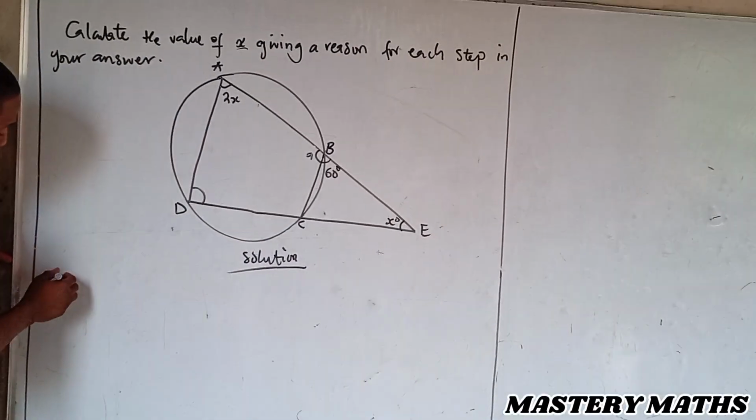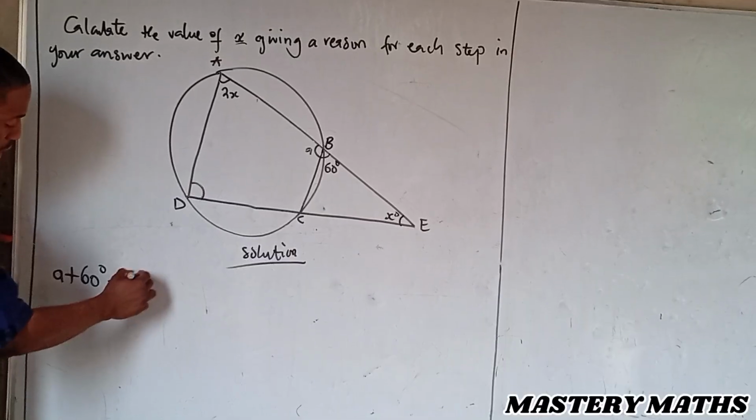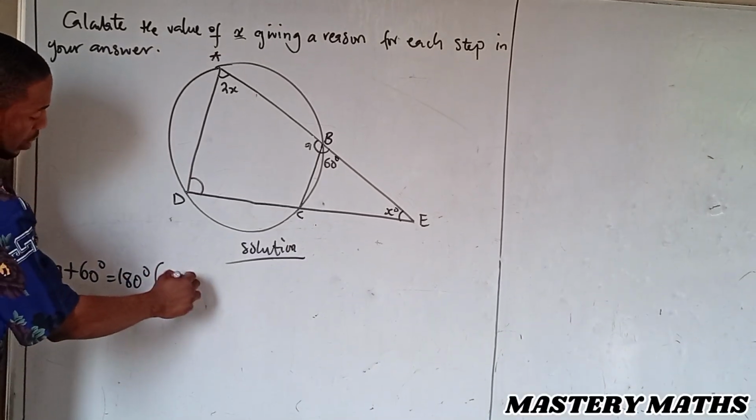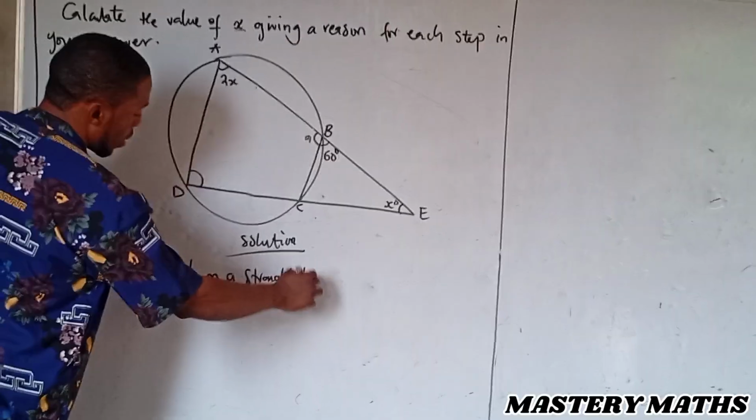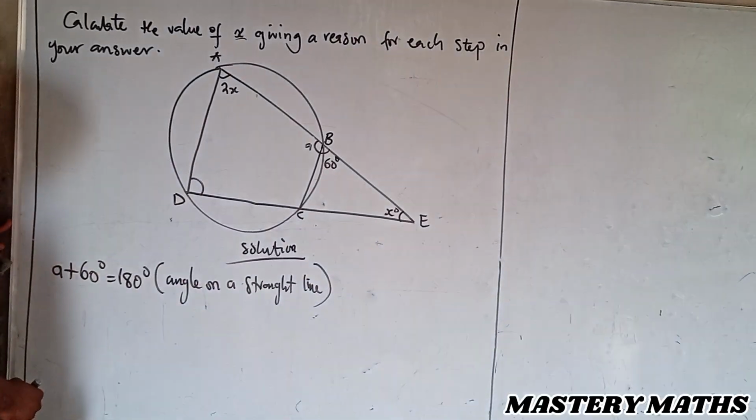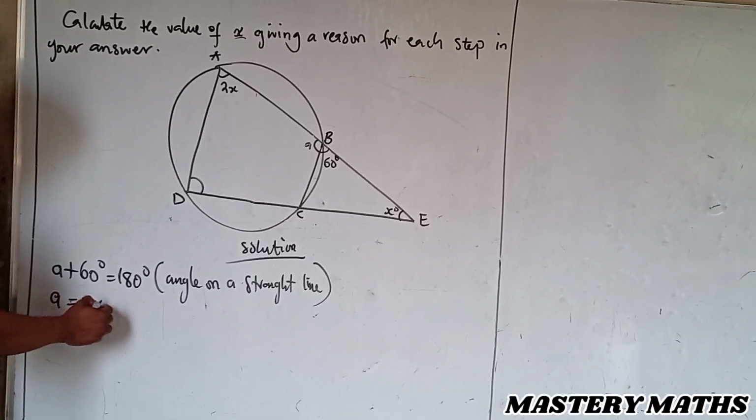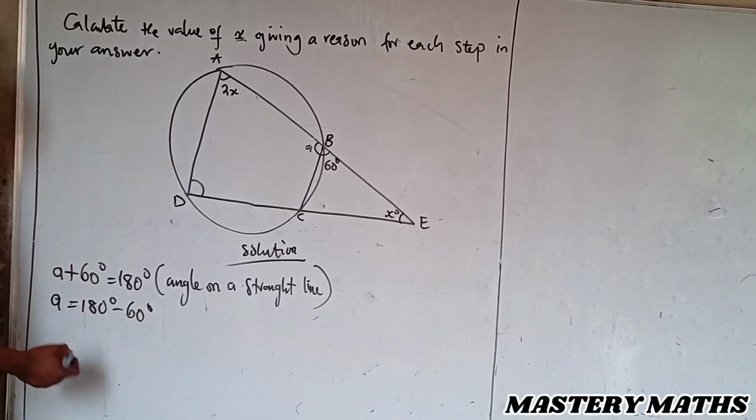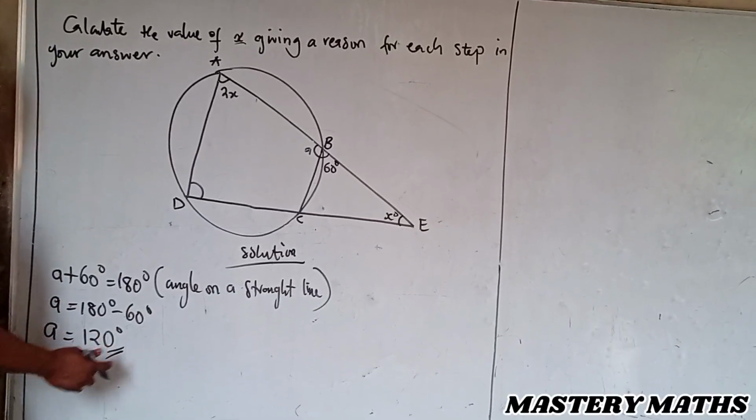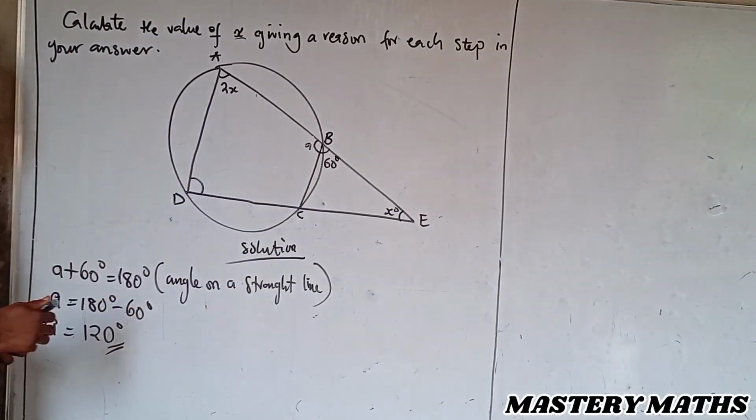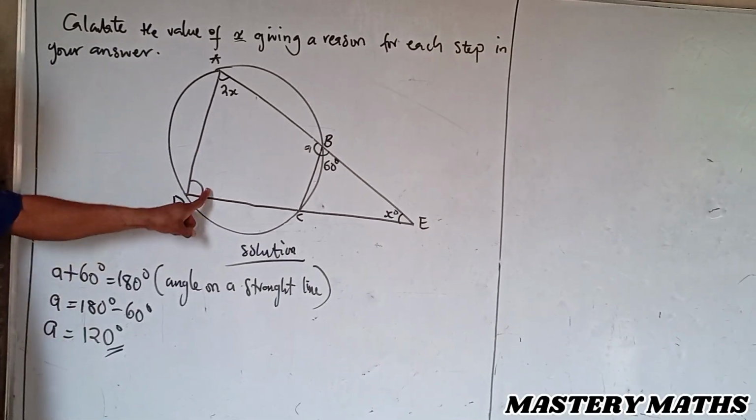Now, A plus 60 degrees equals 180 degrees, which is angle on a straight line. So we collect our like terms. A is equal to 180 degrees minus 60 degrees. So A is equal to 120 degrees. So our A here is 120 degrees, and having gotten A, we can arrive at this part.